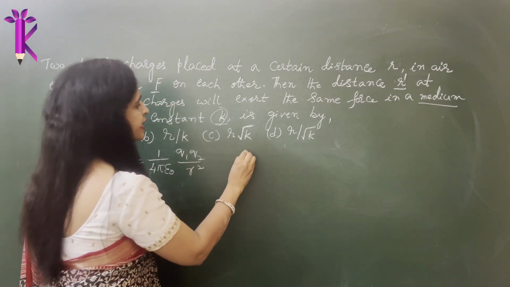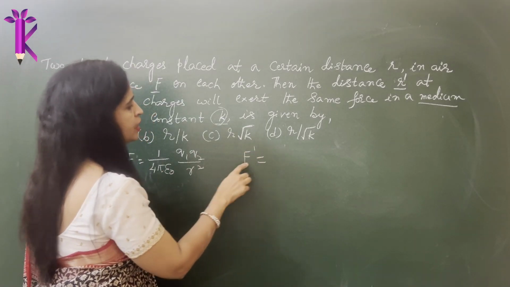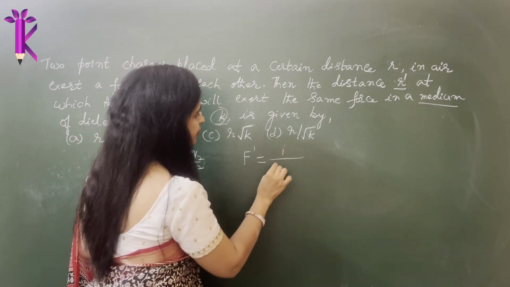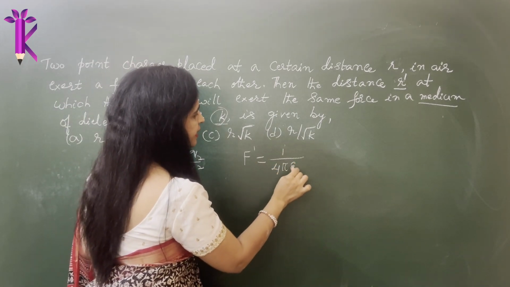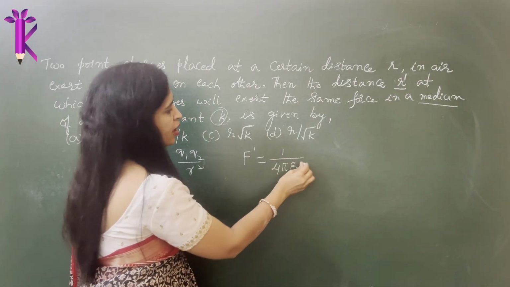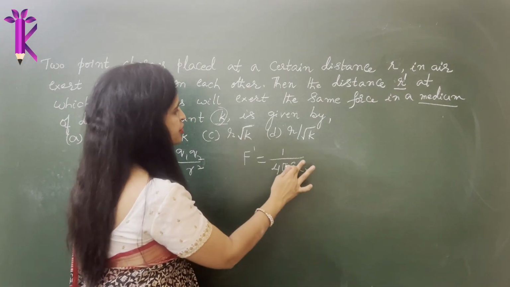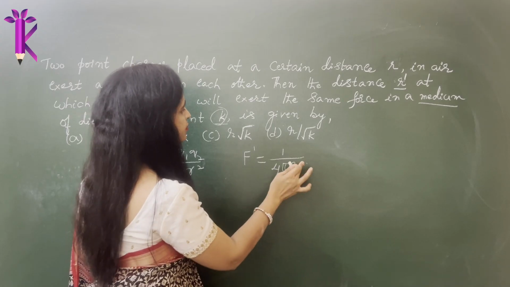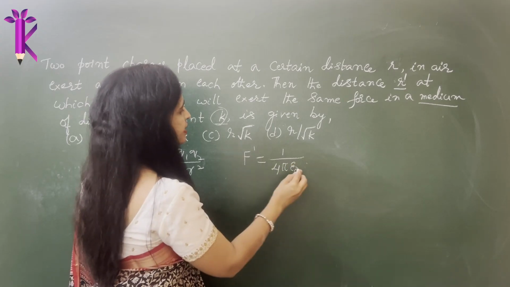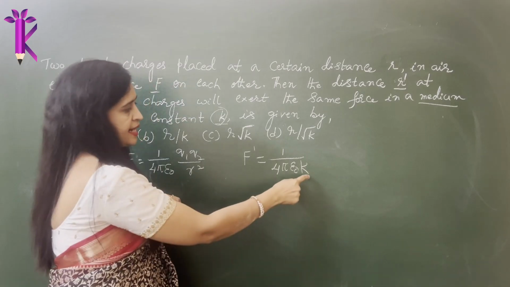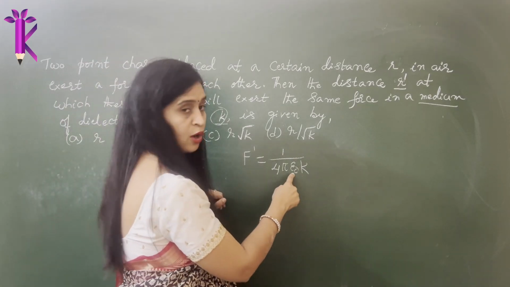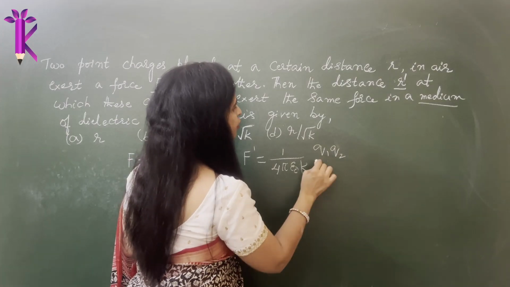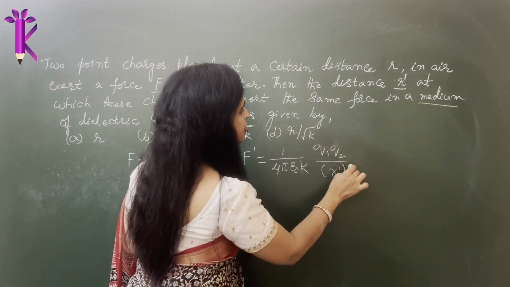Let's first write the expression for the second scenario. The new force, where you have the new medium with a dielectric constant K. So you write epsilon naught, epsilon r, since they have mentioned it as the relative permittivity, or since they have mentioned it as K, let's take it as K. This is the new dielectric constant along with epsilon naught, into what were the charges? The charges were Q1 and Q2. What is the new separation? It is R dash whole square.